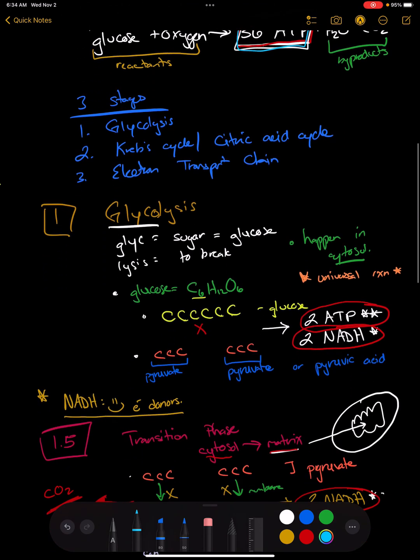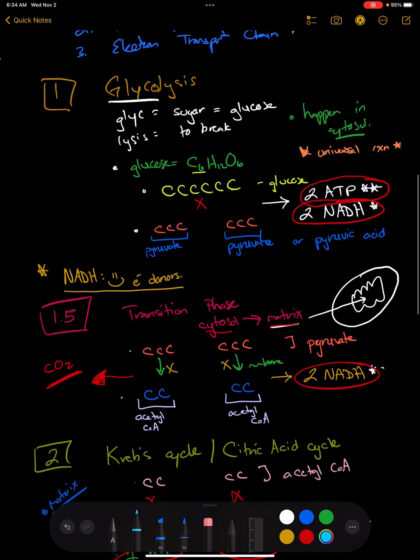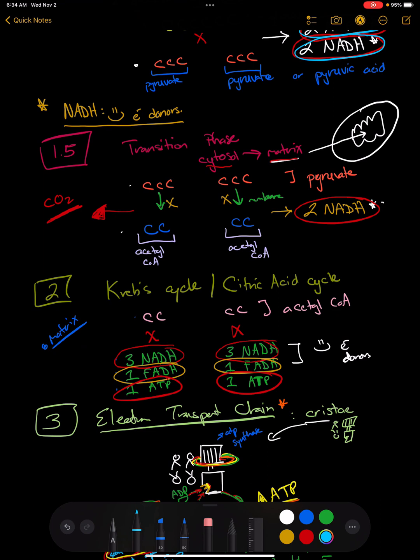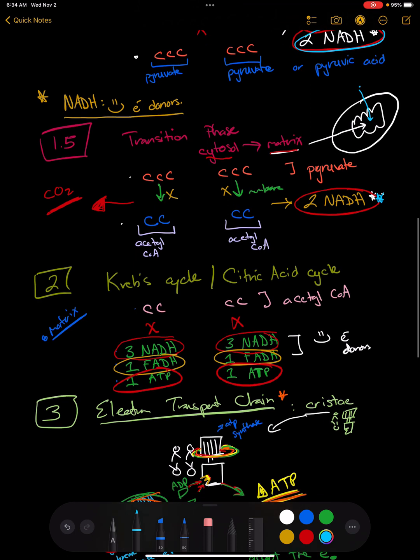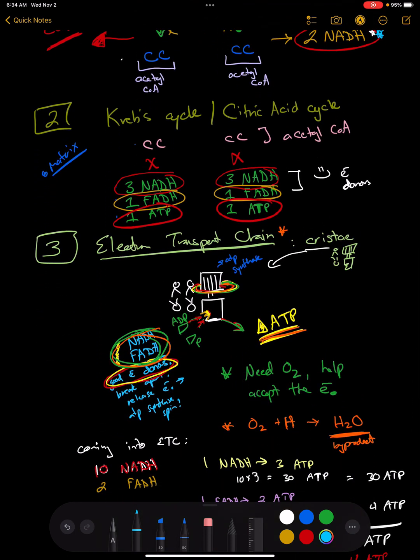I have my 3 steps: glycolysis, citric acid cycle, electron transport chain. Glycolysis breaks my sugar apart. I get ATP, and then I get some good old electron donors. Transition is when I go from out here in the cytosol all the way inside my matrix. When I do, it breaks it apart a little bit more. I get another electron donor. The citric acid cycle takes my final molecule and breaks that sucker apart. I get a bunch of electron donors, and then I get a little bit more ATP.